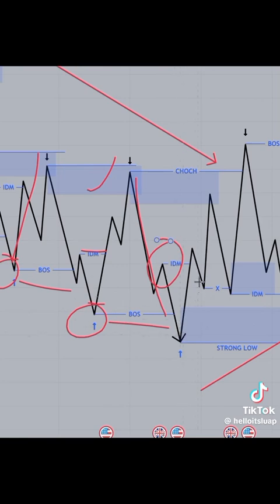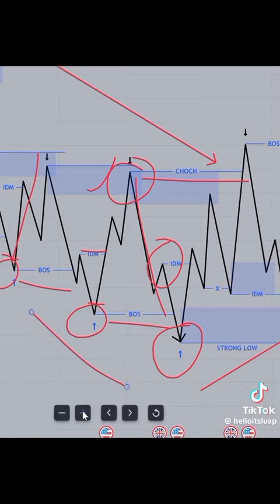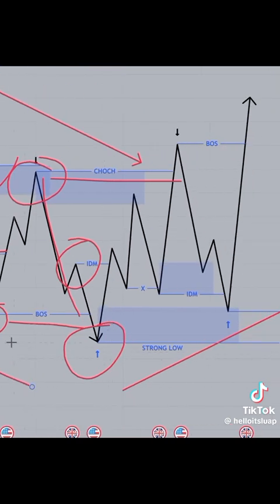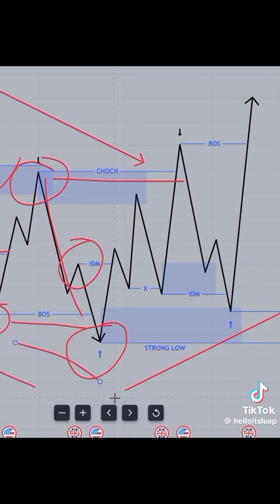But here now price didn't close past this low, it closed past this high, confirming this as a change of character. And so we are shifting bias from downtrend to now going uptrend.